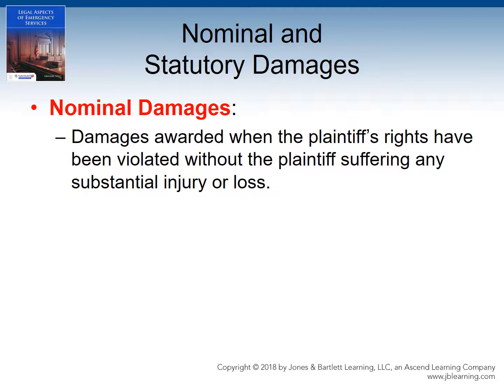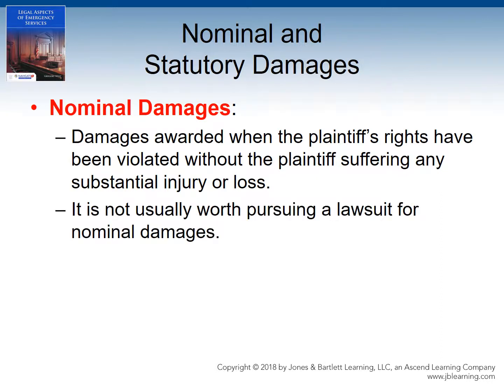Arguably, the neighbor suffered no actual damages beyond the fact the neighbor had the right to not have anyone in his or her yard without permission. In such a case, nominal damages, usually $1 or $2 in many jurisdictions, would probably be awarded. Obviously, given the low dollar amount associated with a nominal damages award, it is usually not worth pursuing a lawsuit in such a case, which is why we probably do not see many lawsuits for an innocuous trespass as I just described.